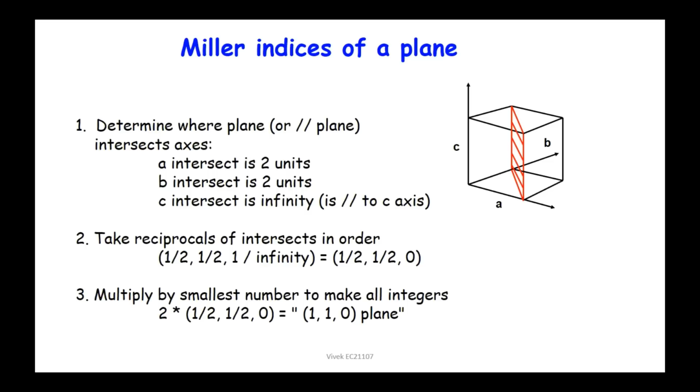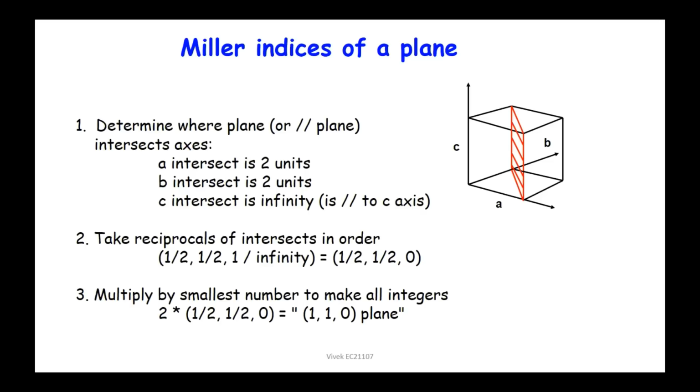If you have, let's say, the x intercept at a, the y intercept at a, and the z intercept at infinity, that will also give you the 110 plane. That means these two planes are identical, because you know your unit cell is repeating after a, right? So these are not just equivalent, they are the same plane. Your cell is repeating after each unit distance a. So intercept a, intercept 2a, intercept 3a, they are basically the same plane.